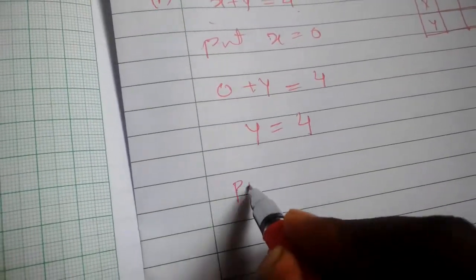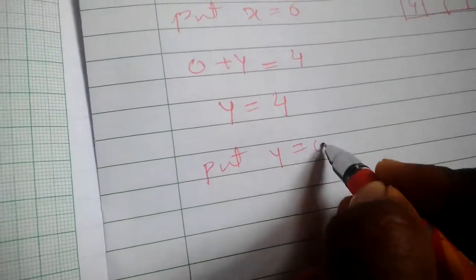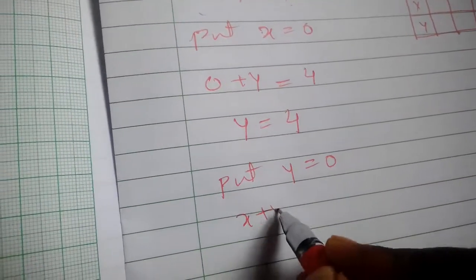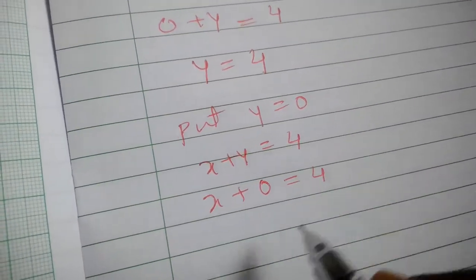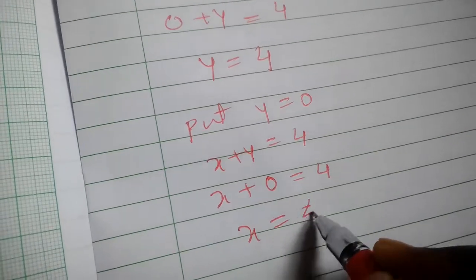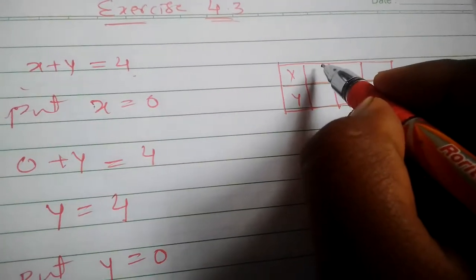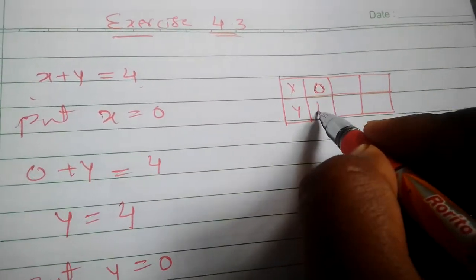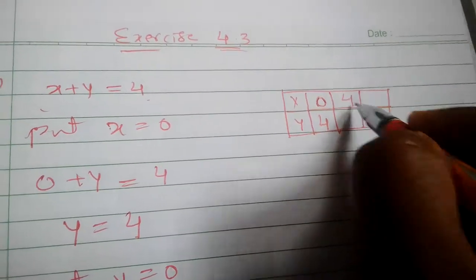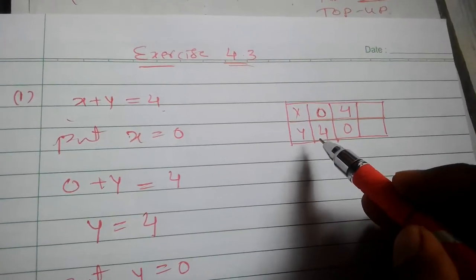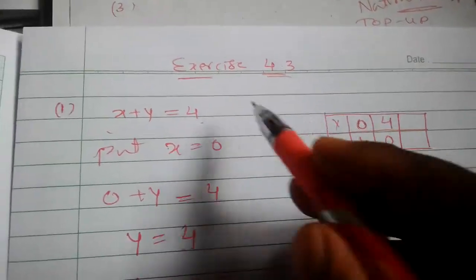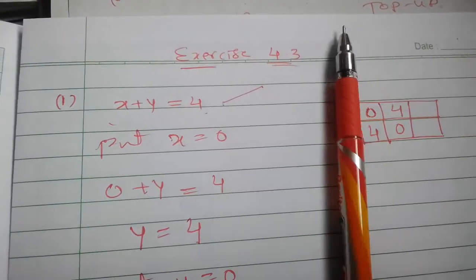Next, put y equal to 0. So x plus y equal to 4, x plus 0 equal to 4. So x equal to 4 is the answer. Now x is 0 when y is 4, and x is 4 when y is 0. Got it? Now using these x and y values we can draw the graph of the expression x plus y equal to 4. Okay, this is your graph.